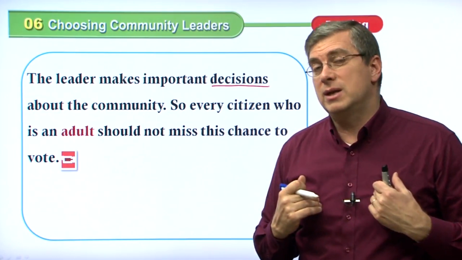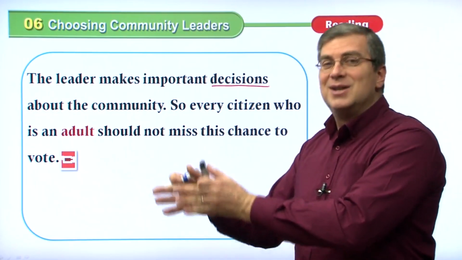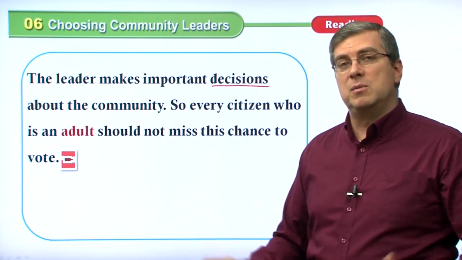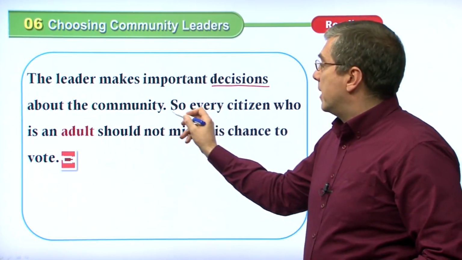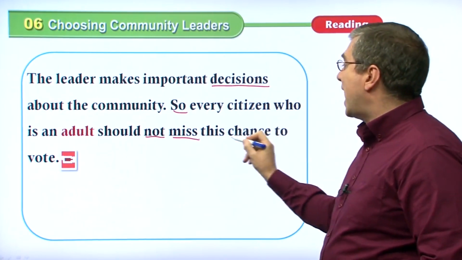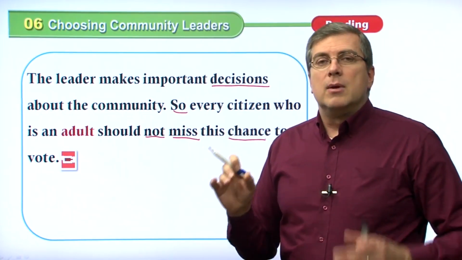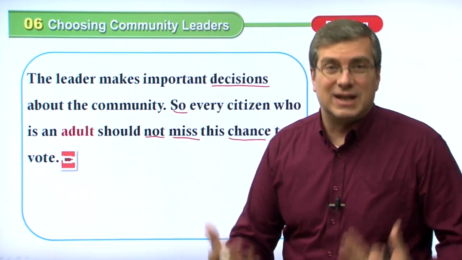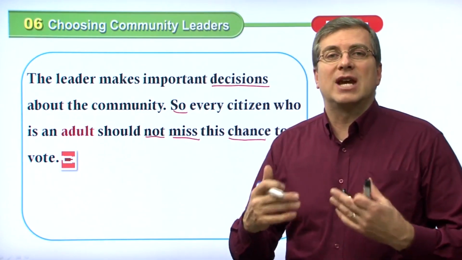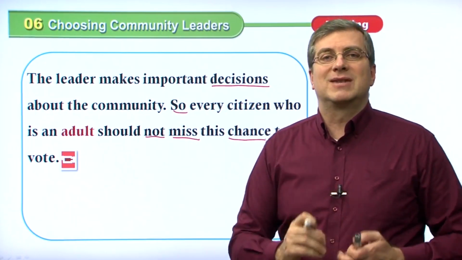That's how we choose what we want to happen in the community. The leader tells us before the election what he or she will do. We decide, okay, we want them to do that. Then the leader should do those things, right? That's how we participate in changing our community or making our community a good place to live. So, therefore, every citizen who is an adult should not miss this chance to vote. Voting is a chance. It's a right. It's a privilege, really. Adults don't have to vote, right? Nobody's forcing them to vote. But because adults can vote, they can make changes to their community, they can choose the leaders who will make decisions about their community, they should not miss that chance to vote.